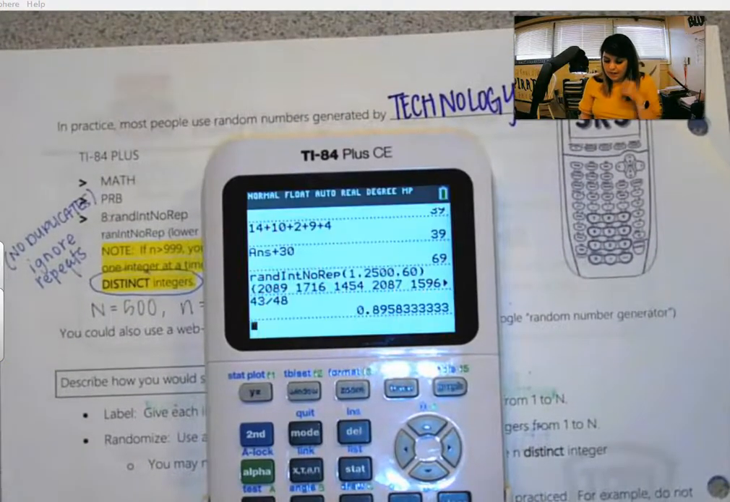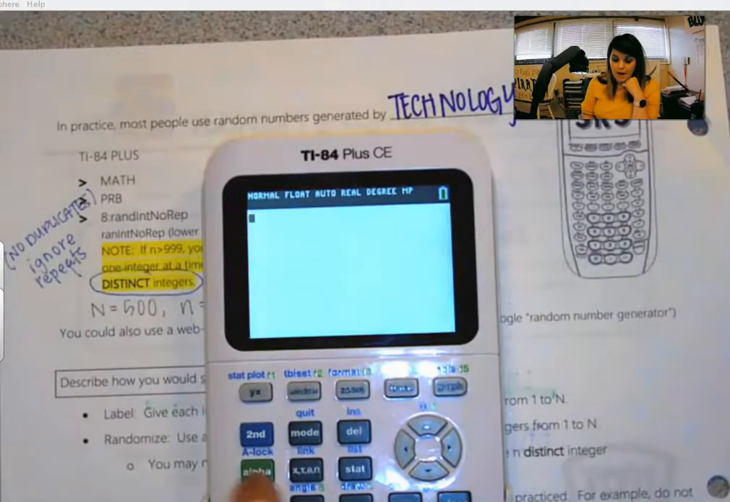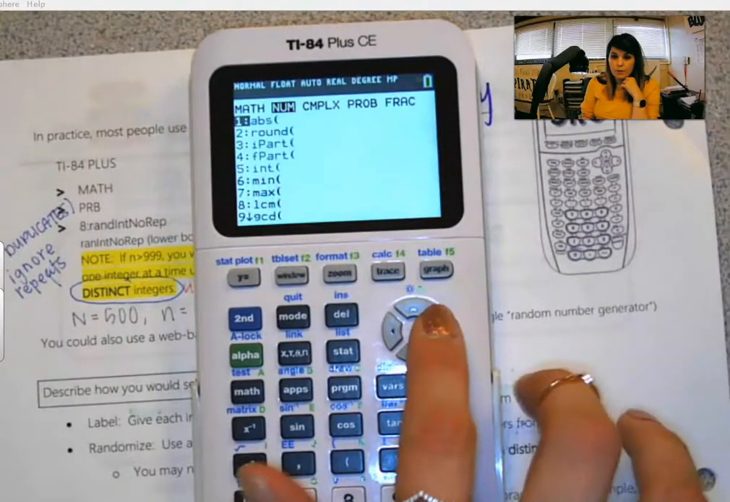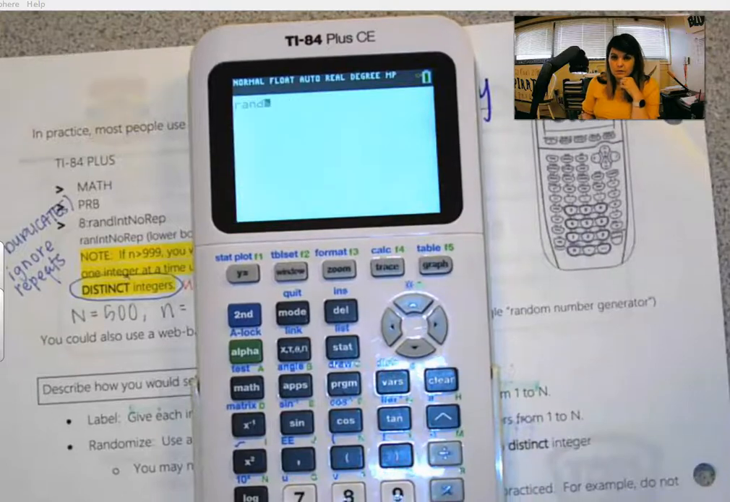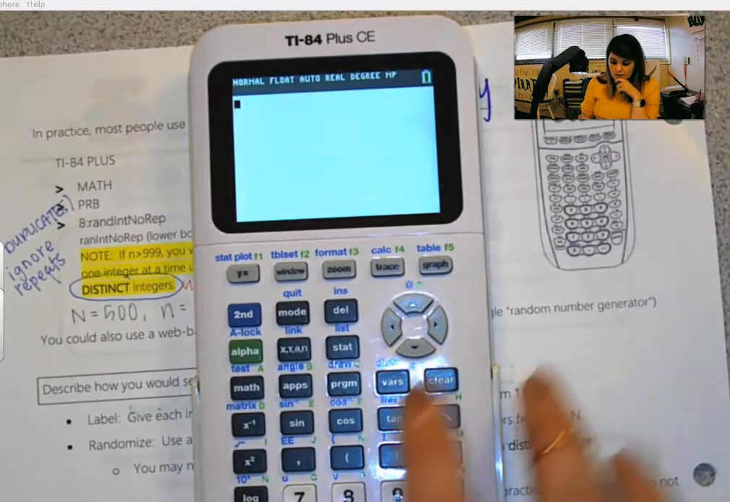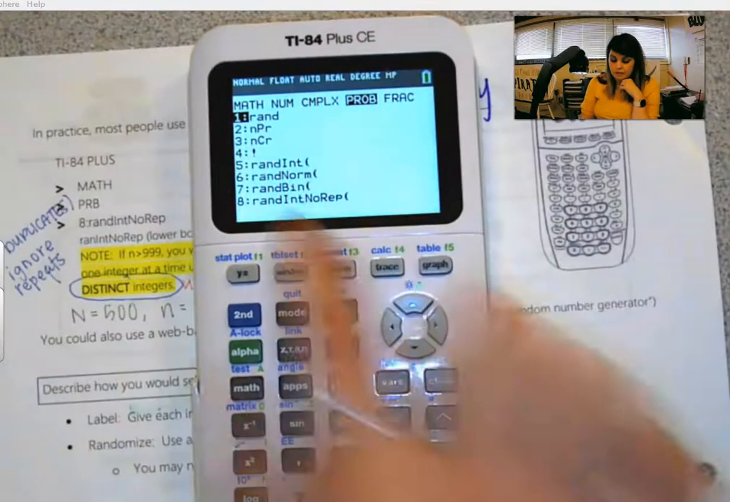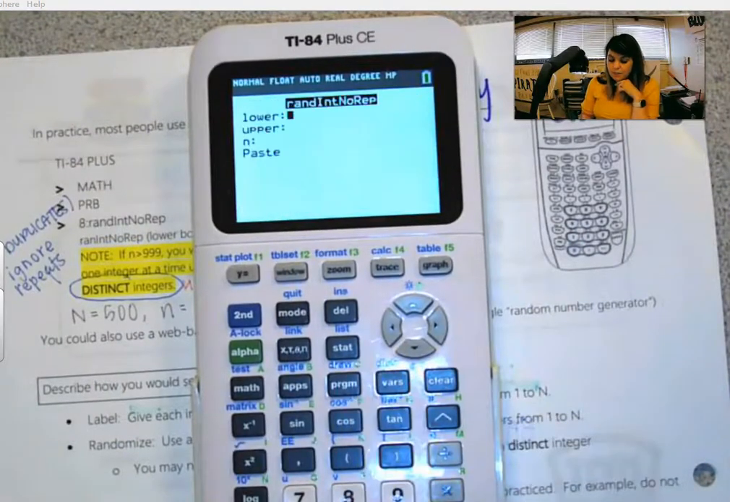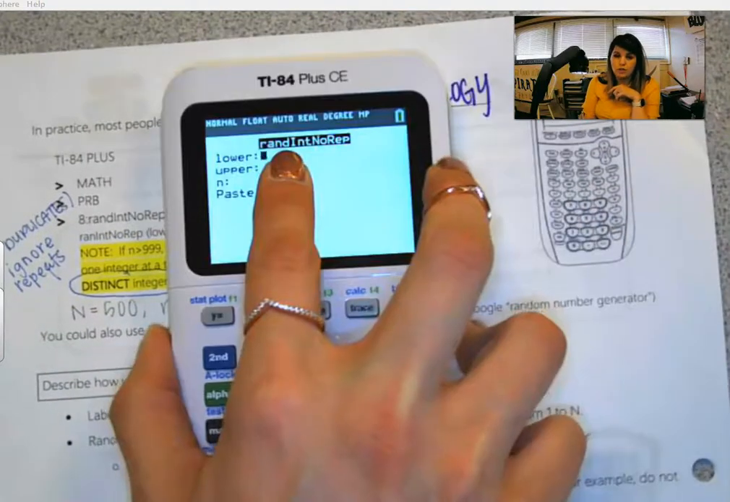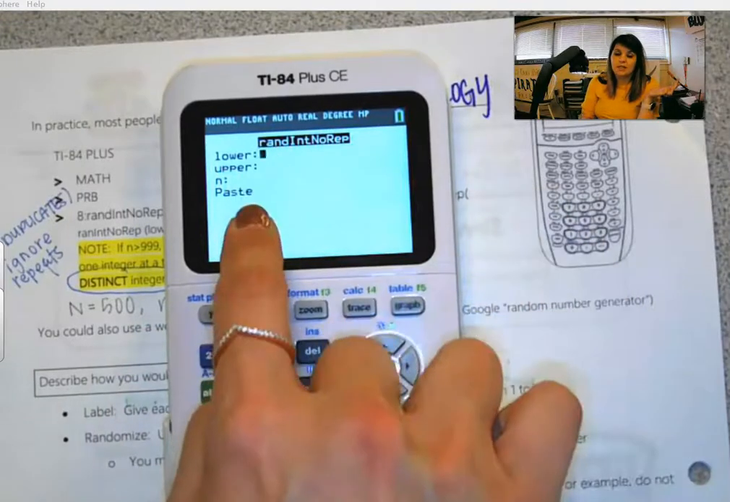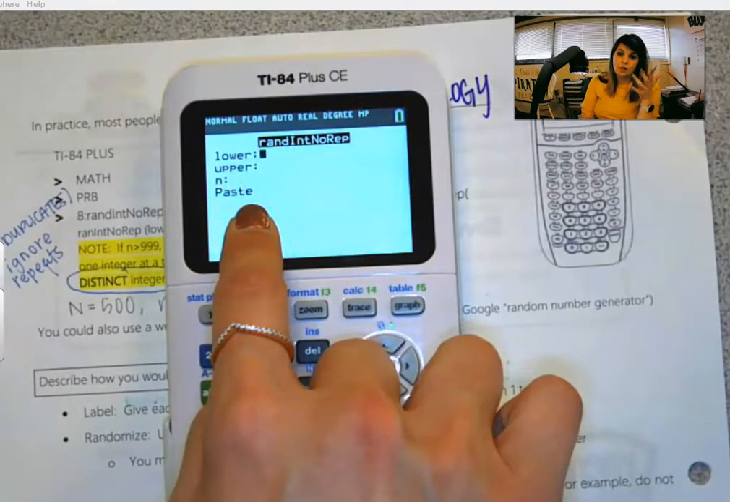So this guy is same buttons, Math, arrow over to Probability, oopsie, Math, Probability, option 8. And then it's going to pull up a wizard. This is your stats wizard. It's called a wizard because you can easily see what you need to fill in.